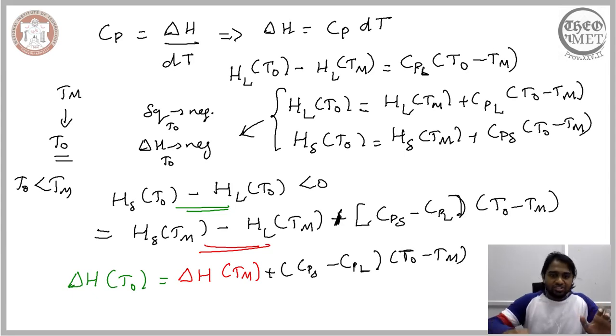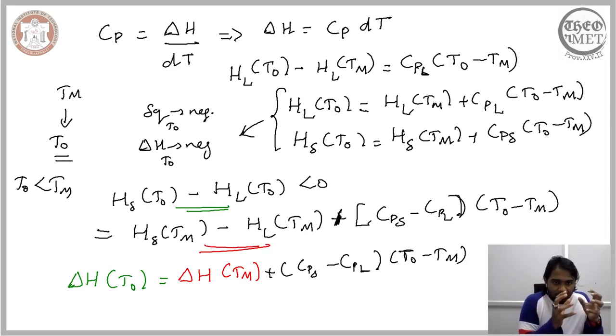So what we have essentially done is, we have related phase change at two different temperatures in this equation. On the left hand side of the equation, we have the enthalpy change that occurs when the phase changes at a lower temperature, and in the red we have the enthalpy change that occurs when the phase changes at a temperature that is close to the melting point.